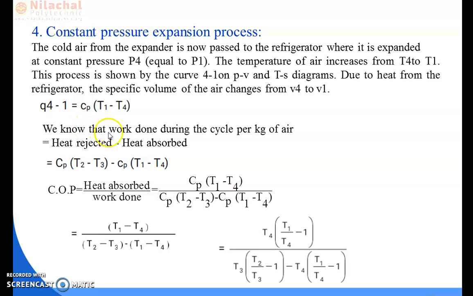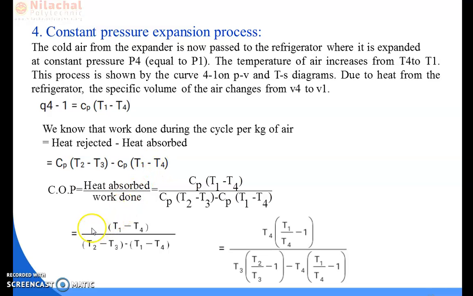That means the work done during the cycle per kg of air is equal to the heat rejected minus heat absorbed. So how much heat is rejected in the condenser? Cp (T2 - T3). Then how much heat is absorbed in the refrigerator? That is Cp (T1 - T4).